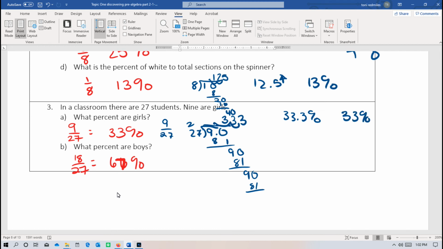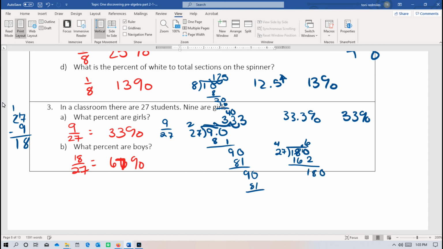What are the percent of boys? Well, if there are 9 girls, that leaves us with 18 boys, which is what I have here. Okay, so let's divide that one. All right, that's 6 times. So 7 times that is 42. 12, 13, 14, 15, 16. That is going to be borrow 8, 1, 18.